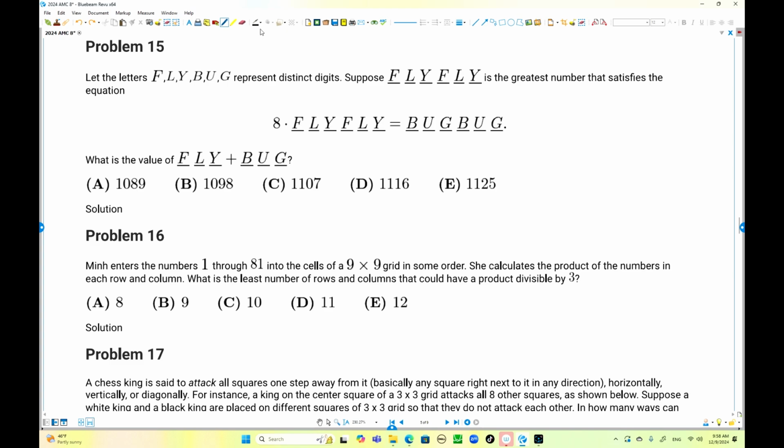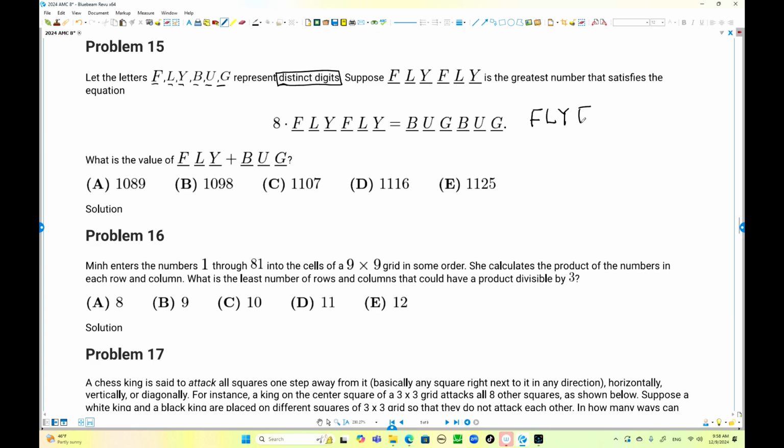Number 15: we have a 6-digit number FLYBUZ, with distinct digits, all different. The first three digits and the last three digits each form a 3-digit number, FLY and BUZ. What is the greatest number that satisfies the equations? So we apply it over here.